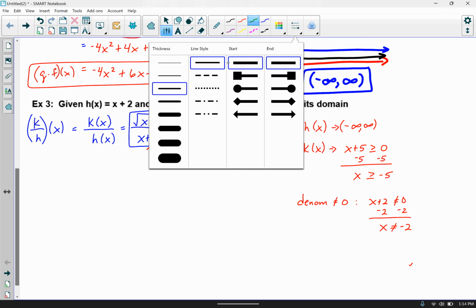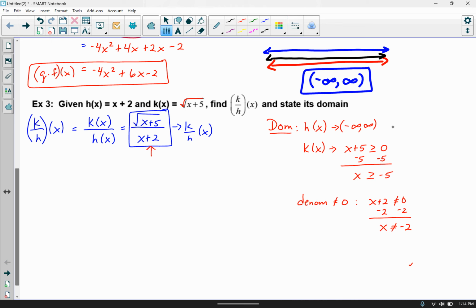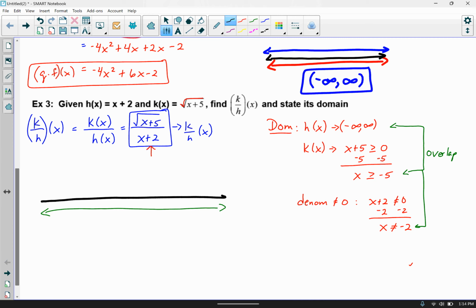So now to find my overall domain, I've got to overlap this guy, and that one. Those 3 need to be overlapped to get my overall domain. So a picture's really helpful here. So I'm going to come over here. Here's just a standard number line. All right, so the first one says you get the full number line, negative infinity to positive infinity for h of x. K of x said it's going to be all x values greater than or equal to negative 5. So let's put 0 here, sorry. So here's negative 5.